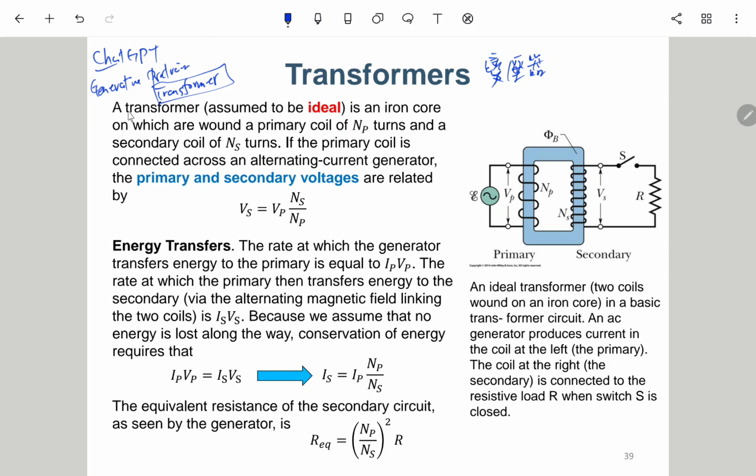So here it says a transformer assumed to be ideal，就是一个理想的情况之下，它所有的B field都没有流失，中间也没有电阻去消耗它的能量，它就是一个理想的变压器。Okay, a transformer assumed to be ideal is an iron core on which is wound a primary coil of NP turns，然后第2圈的话是NS转。Okay, so if the primary coil is connected across an AC generator, the primary and secondary voltages are related by this one.